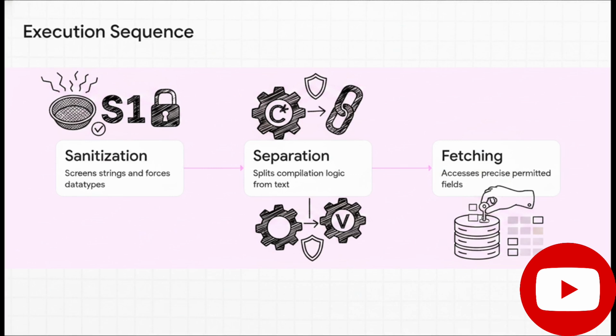Step 2 is structural separation. Here, the database parser splits compilation logic completely apart from the literal variable text, preventing those user inputs from rewriting execution structures. And step 3 is isolated fetching, meaning the database engine only ever outputs the precise fields allowed by the application's predefined permission schema.